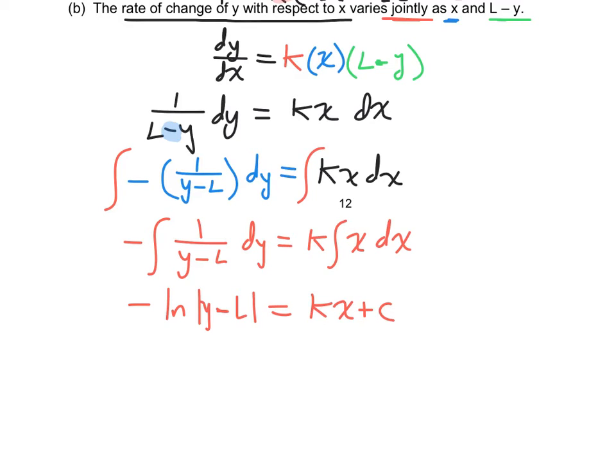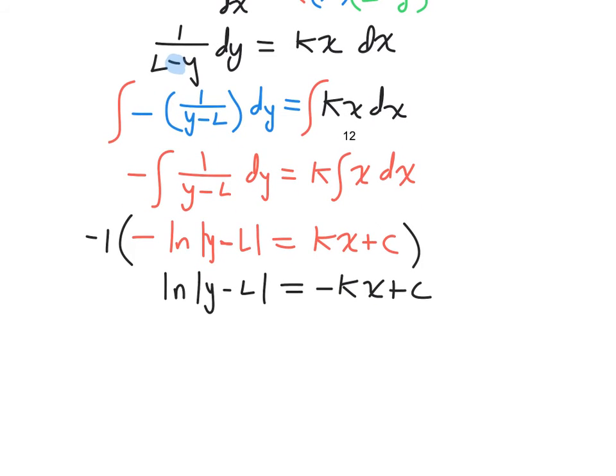Got a little bit of extra work to do here because we have to solve for y. And so I'm going to multiply both sides by negative 1. So ln y minus L is going to be equal to negative kx plus c. All right, so notice how the k does not absorb the negative sign. We're negating k, but c does absorb the negative sign. So that goes back to what I was saying in, I believe, the first example.